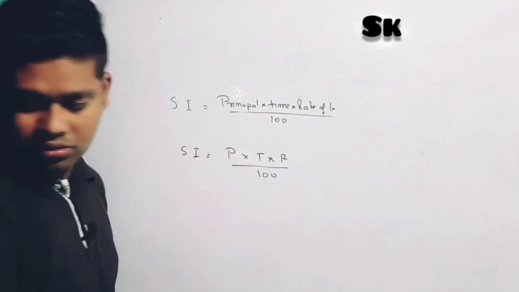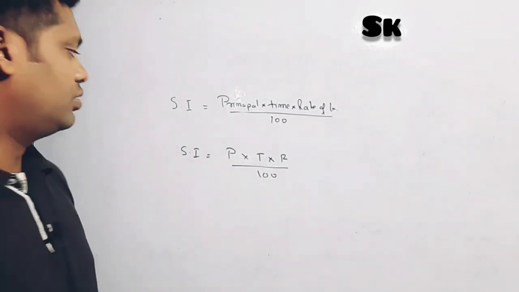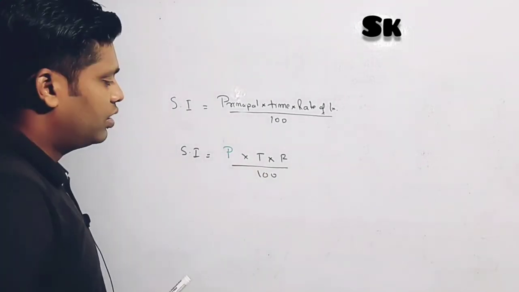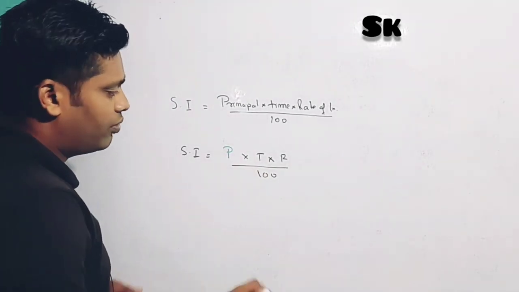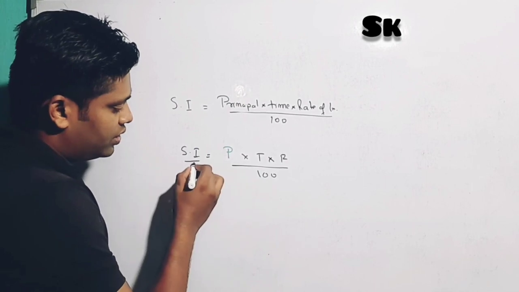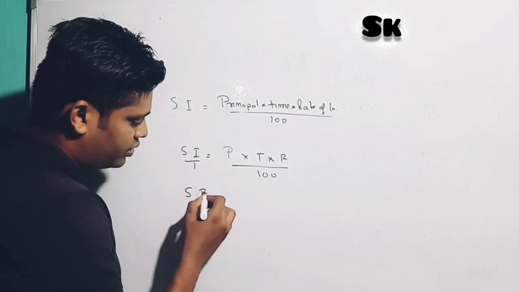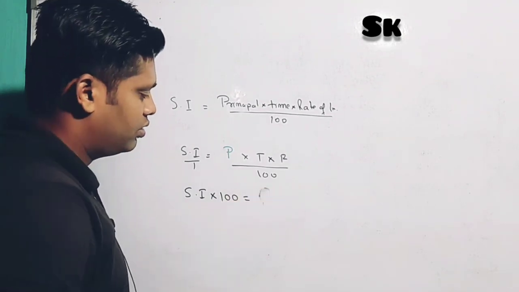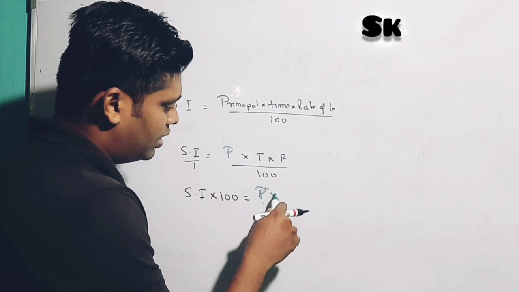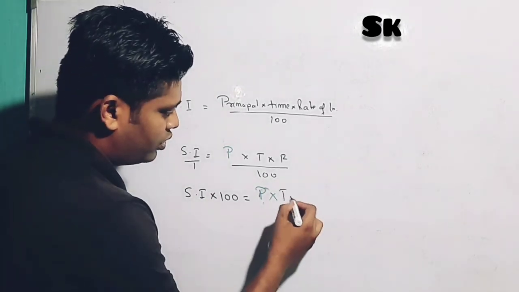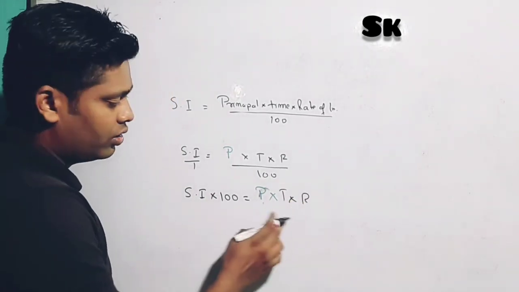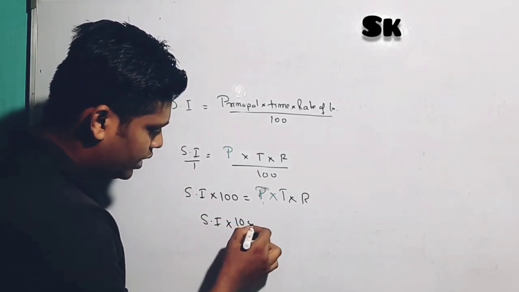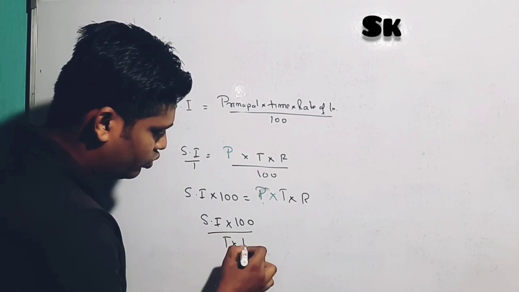Wait. Let me change the color with this one. So here you need to find out principal. Okay, the green one you need to find out. So what is the formula? We don't know. Do one thing. Simple interest into 100 is equal to P. Sorry, P you have to find out, na? P multiply time into rate. So this time and rate will come down to simple interest into 100 by T into R is equal to P.